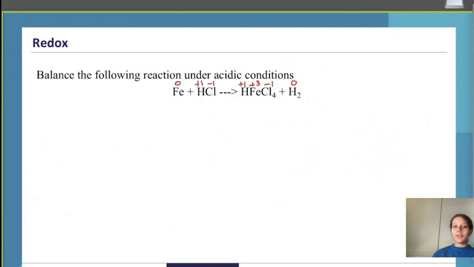So then now we're going to figure out which one's oxidizing, which one is reducing. So for our iron, that's going from 0 to +3. So that's an increase in oxidation number. So that's going to be oxidizing. And then for reducing, our hydrogen is actually going from +1 to 0, left to right. So then that's our other side. Okay, cool. So that's our half equations, and now we're going to go and balance those.